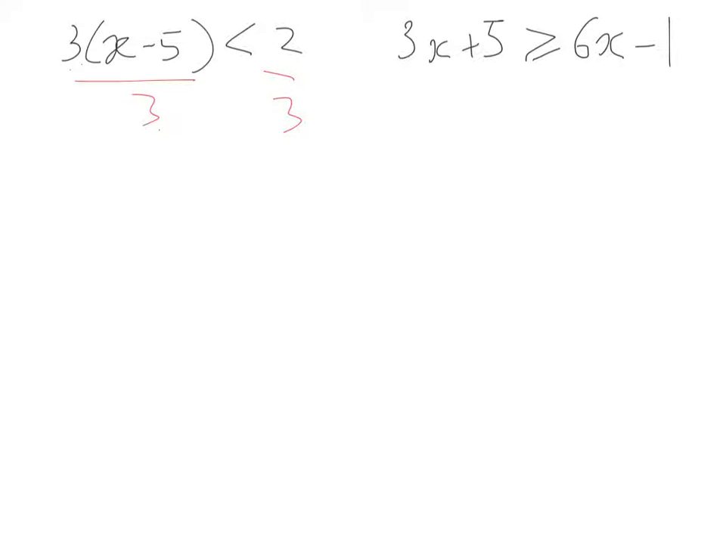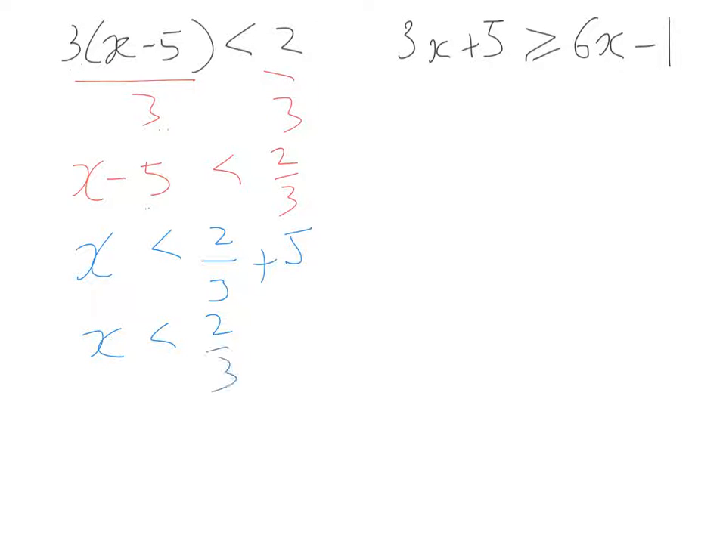We've got 2, 3. 3 divided by 3 just gives us 1. So here on the left, we've got x minus 5 is less than 2 over 3. And then from there, we're going to eliminate this negative 5 by adding 5 to both sides. So x will then be less than 2 over 3 plus 5. And now, because I like to work in fractions, 5 as a fraction over 3 is 15 over 3. So x ends up being less than 2 plus 15, which is 17 over 3. So that's what we got for that one there.